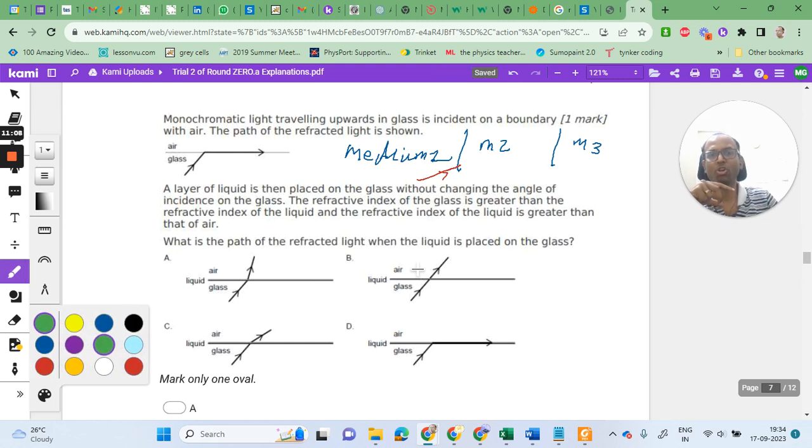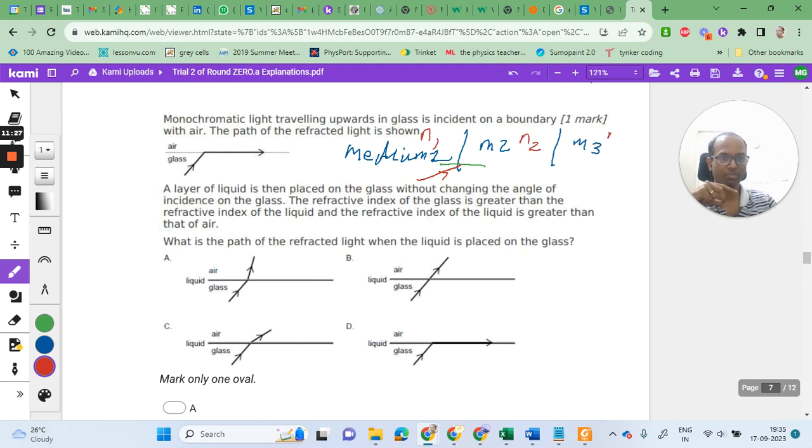and let us draw the normal in green, and depending on the refractive index of each medium, light will bend. So let us say medium 1 has refractive index n1, medium 2 has refractive index n2, medium 3 has refractive index n3, and there is some relation between these three mediums. Let us say n2 is less than n1 and n3 is less than n2.